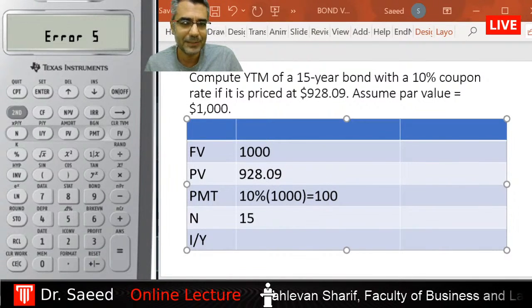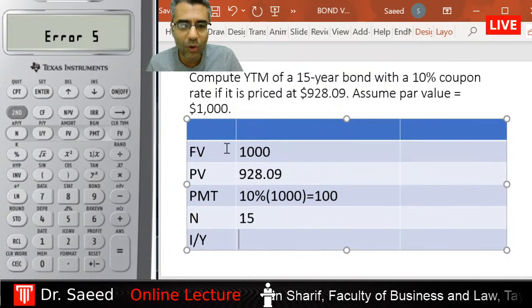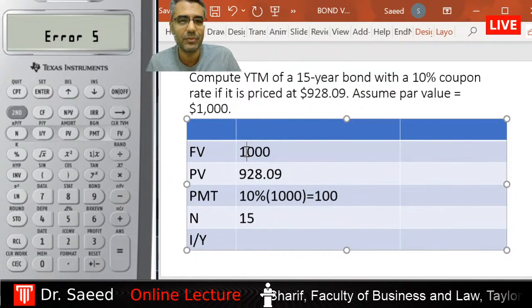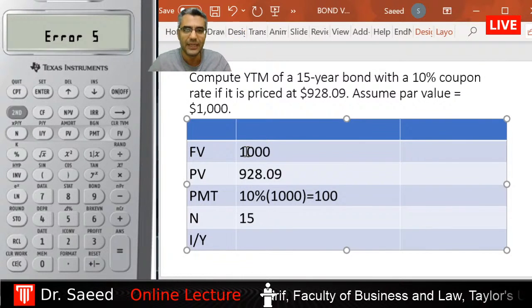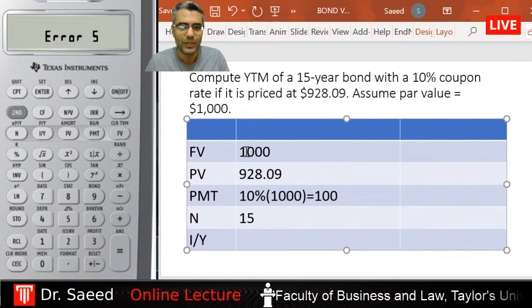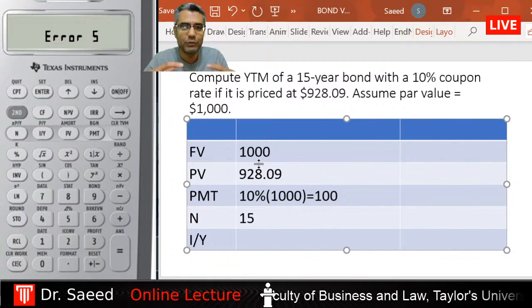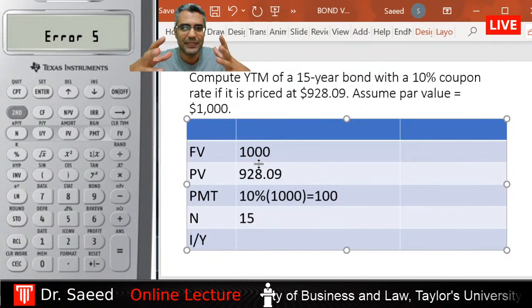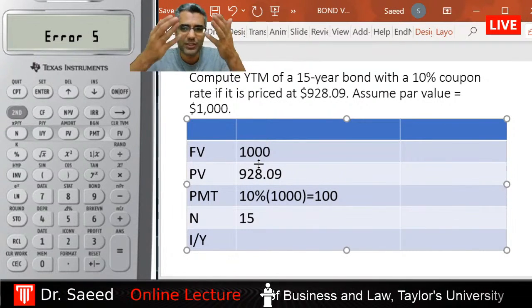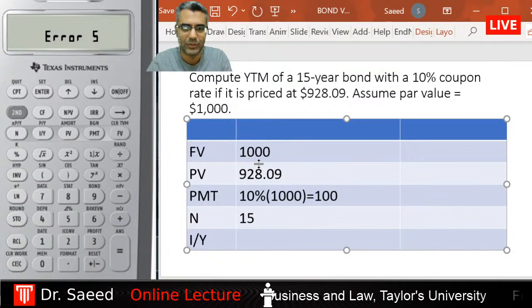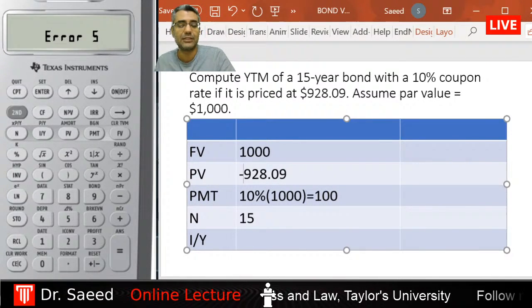The mistake is, here, you cannot have all as cash inflow. Positive values means cash inflow. Negative means cash outflow. So you cannot receive money today, every period you receive money, at the end you receive money. So what is your contribution? What is your investment, right? So we enter present value as negative into the calculator.